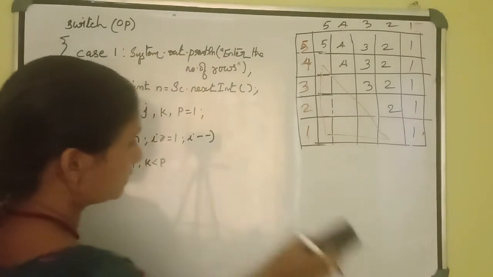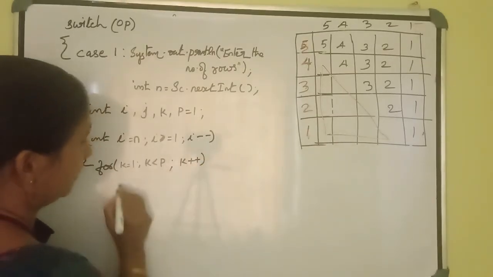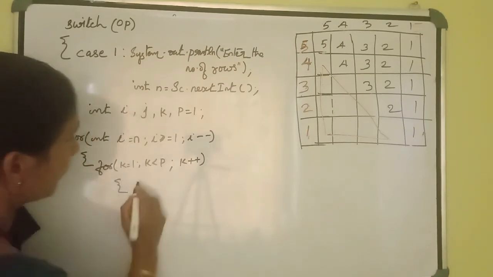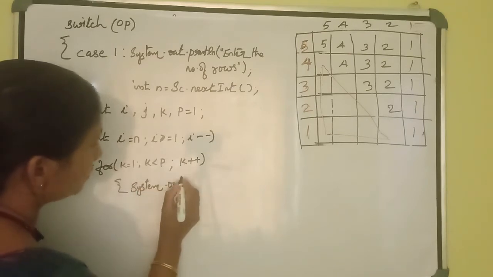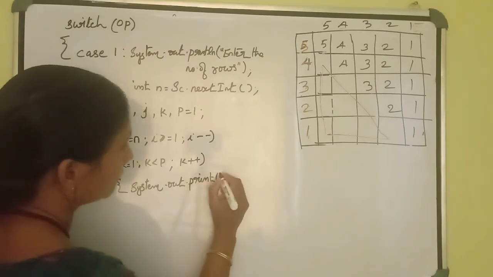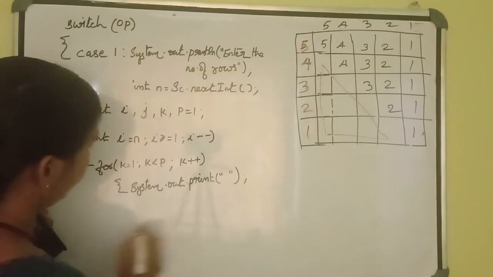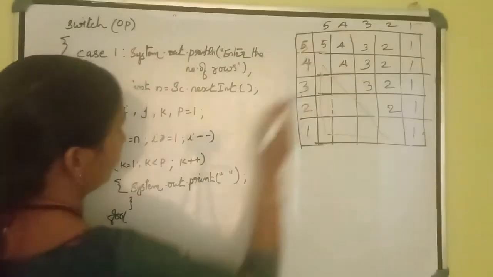Because of that, I will give this loop k plus plus. Open the curly bracket. One more thing, we need to print the blank space here. System dot out dot print that blank space. Okay. Then next we need one more for loop to print these values.